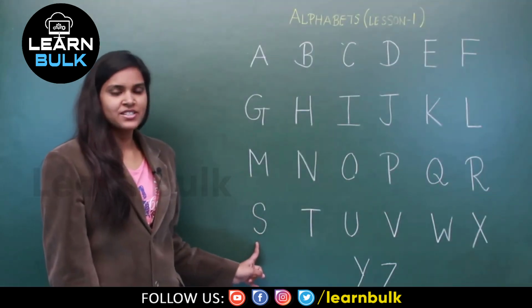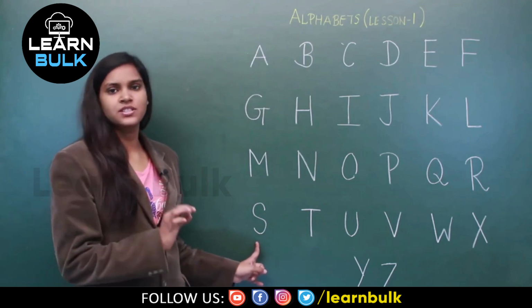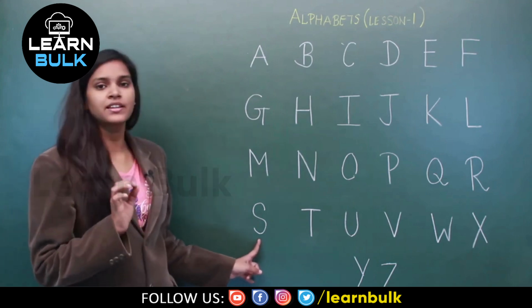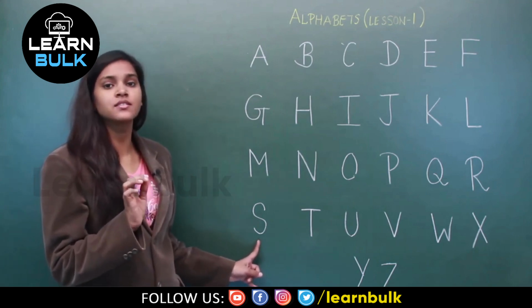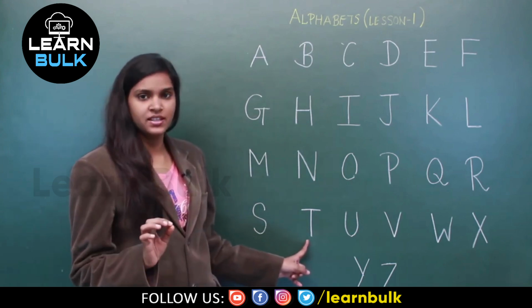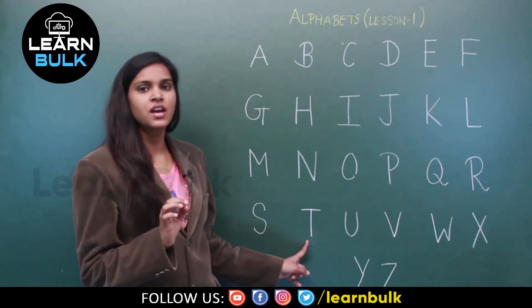The next alphabet is S and the sound that it makes is S, like the hissing of a snake. So, the next alphabet is T and the sound that it makes is T.